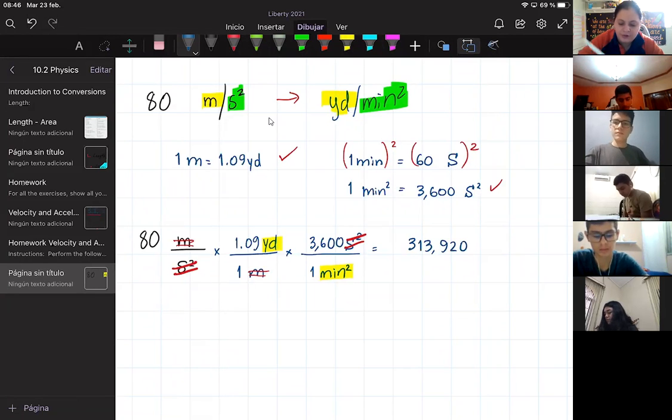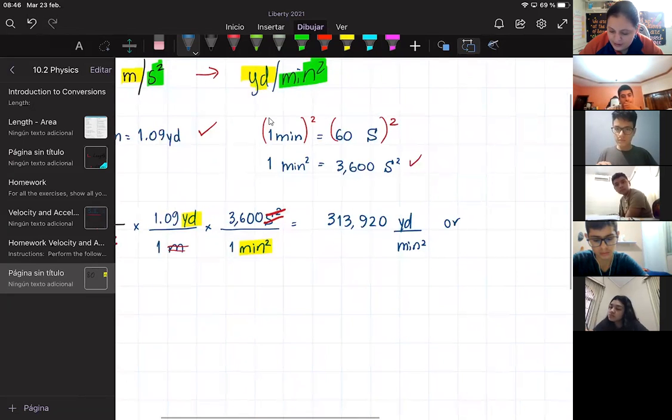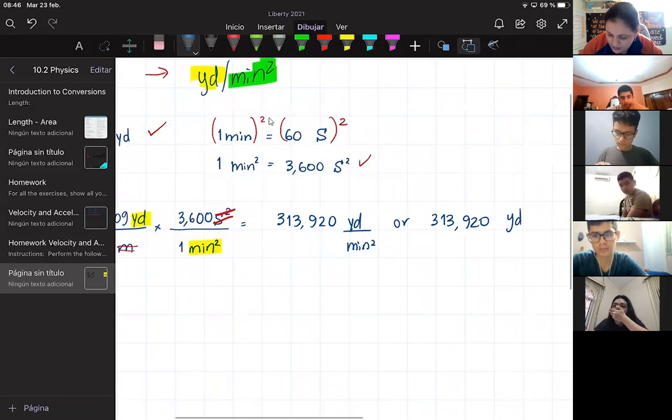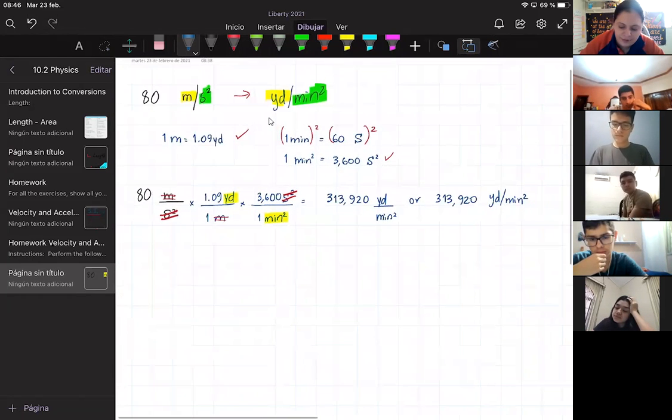And then you just write the units in the same order. Yards in the top and minutes square below. Or you can write it as the ratio, like that. Both ways are correct, okay?